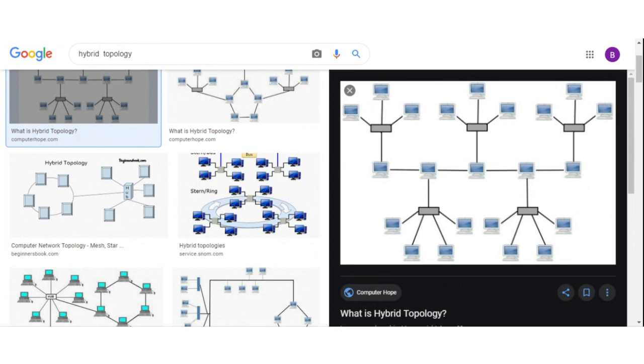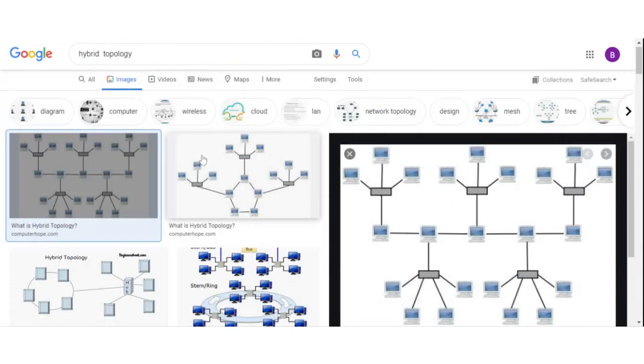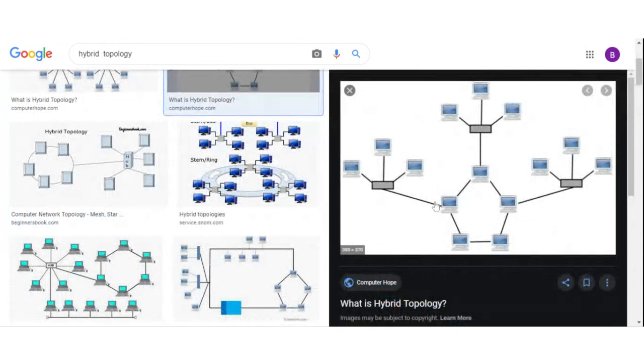If you look at this diagram, the hybrid topology, this part is a star topology. But this part is a what? A link topology. So this is a combination of two topologies: a star topology at this point, and you have a link topology. In case you're requested, you can illustrate using a diagram.